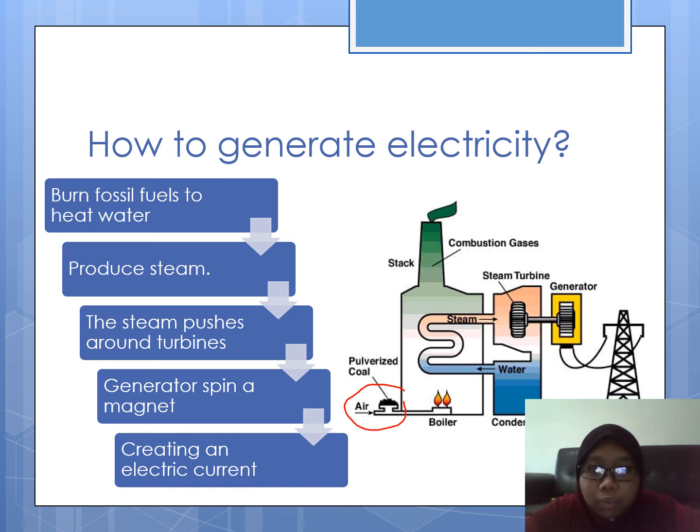Then the boiler will heat the water and produce steam. So the steam actually rotates the turbine. The steam will push the turbine, and then from the turbine, the energy is transferred to the generator to produce electric current, and then only moves to the transmission. So we have 5 steps to produce electricity from the fossil fuel power plant.